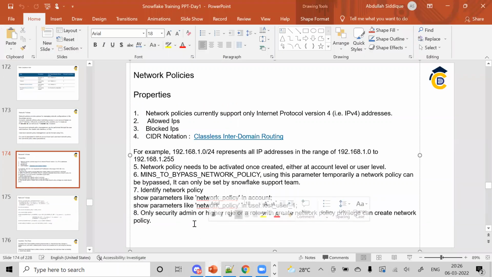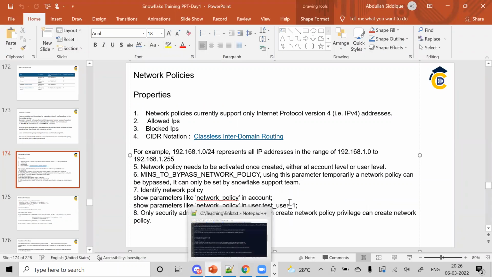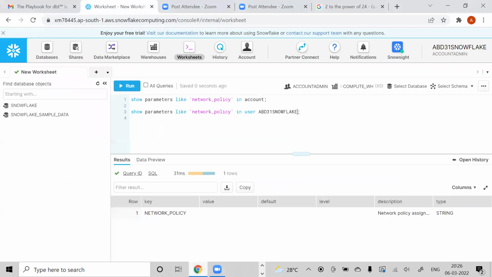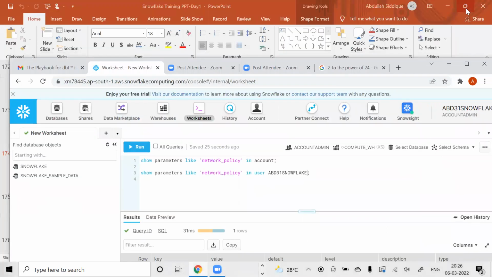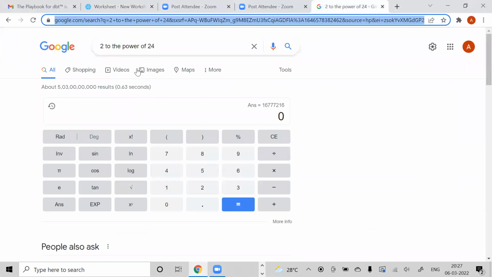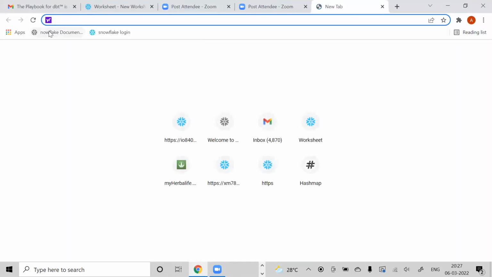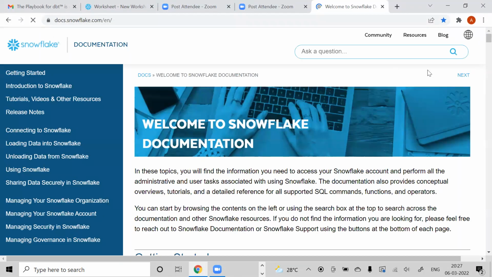And only security admin or a higher role with the create network policy privilege can create a network policy. Obviously, any object that needs to be created needs to have the create privilege on that particular object. So by default, Snowflake gives it to the security admin. And obviously, account admin will also anyway have that privilege. So if you go to the documentation quickly and go to all privileges.